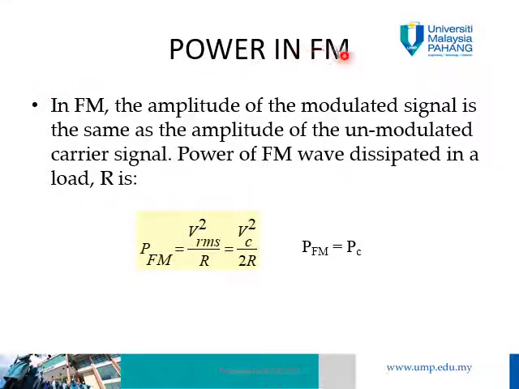Power in FM. In FM, the amplitude of the modulated signal is the same as the amplitude of the unmodulated carrier signal. Therefore, the power of the FM wave dissipated in a load is given by this equation: Pfm equal to V RMS squared over R equal to Vc squared over 2R. So this is the power. So Pfm equal to Pc.